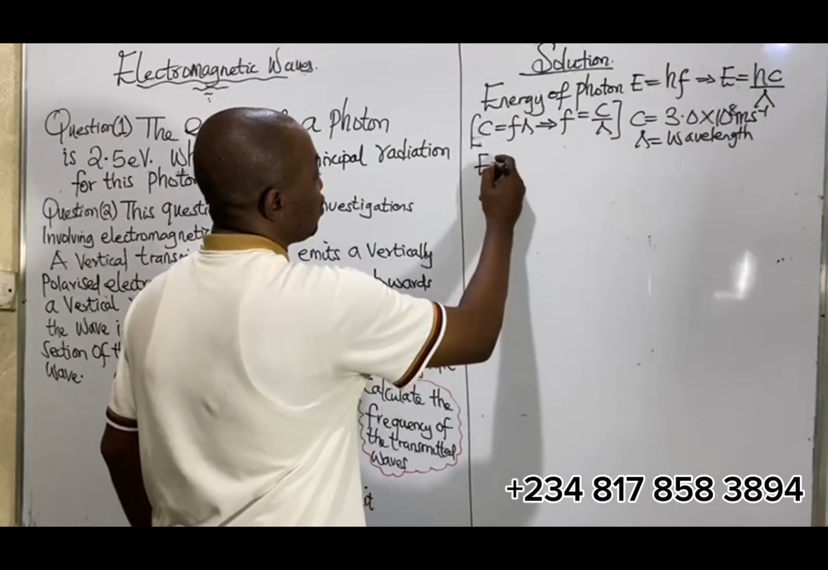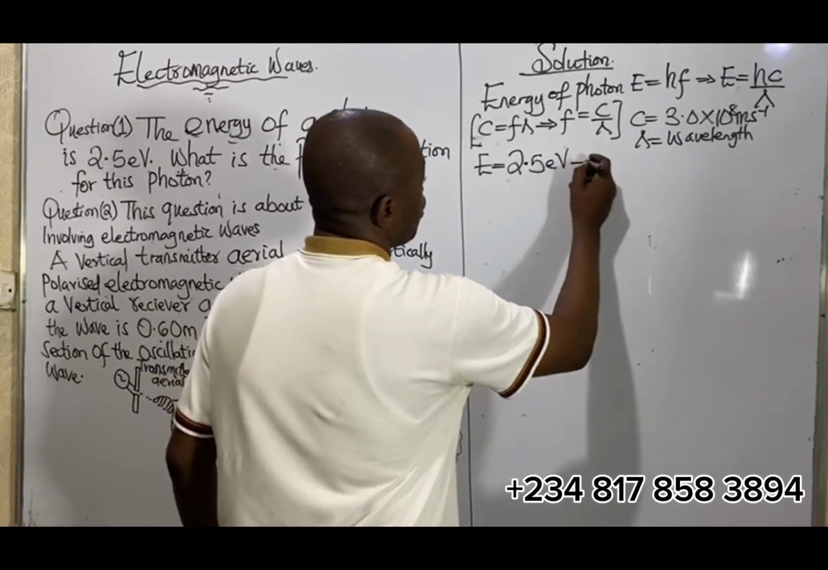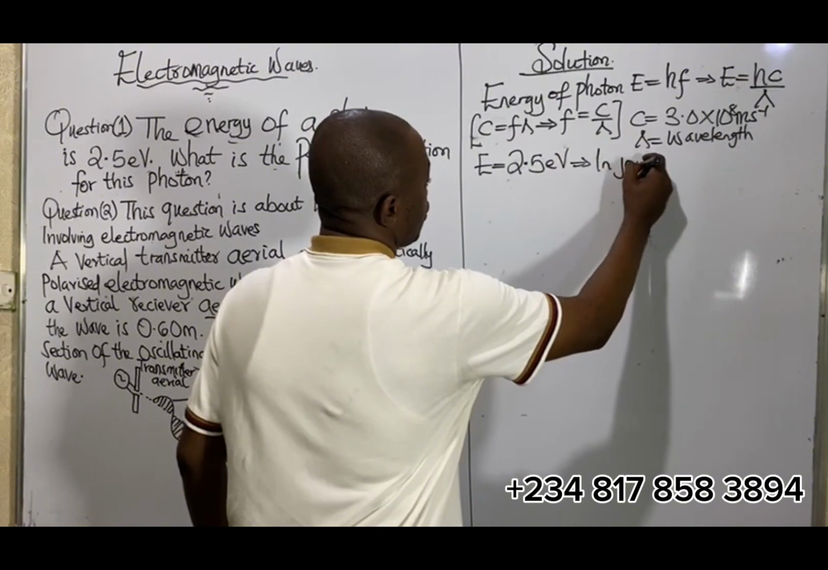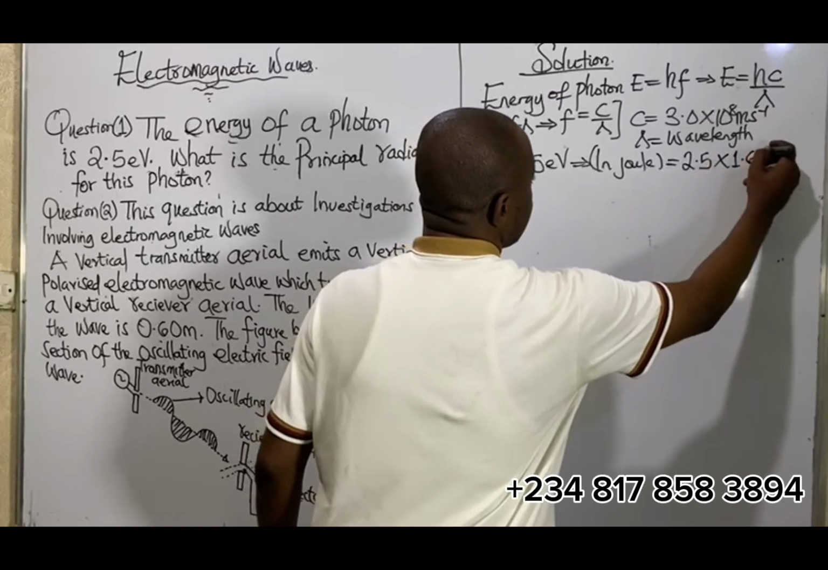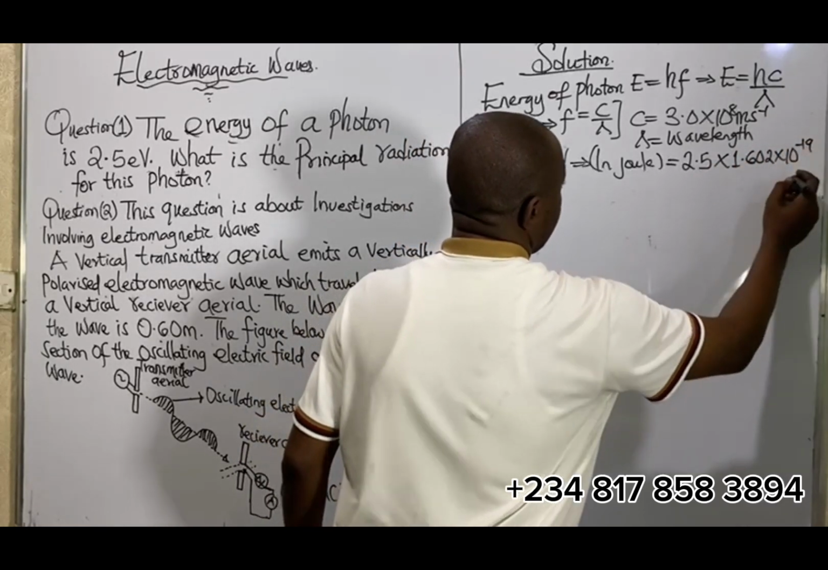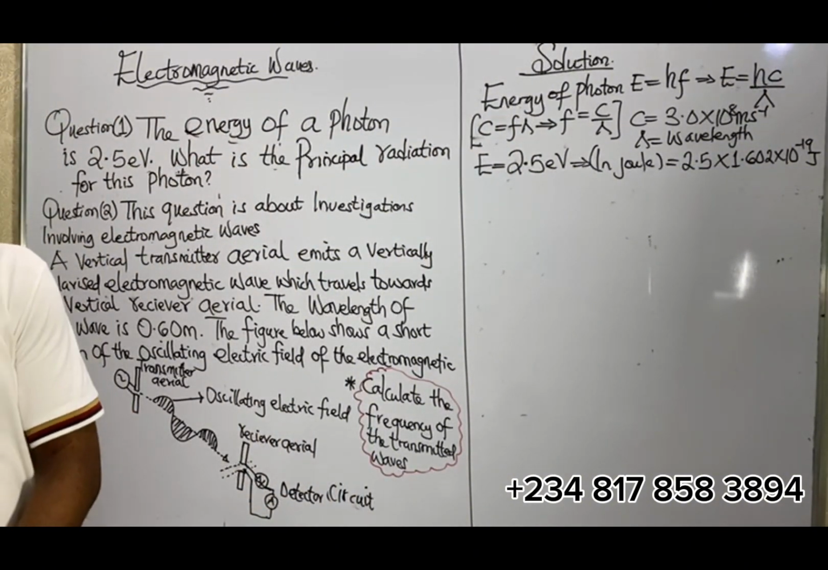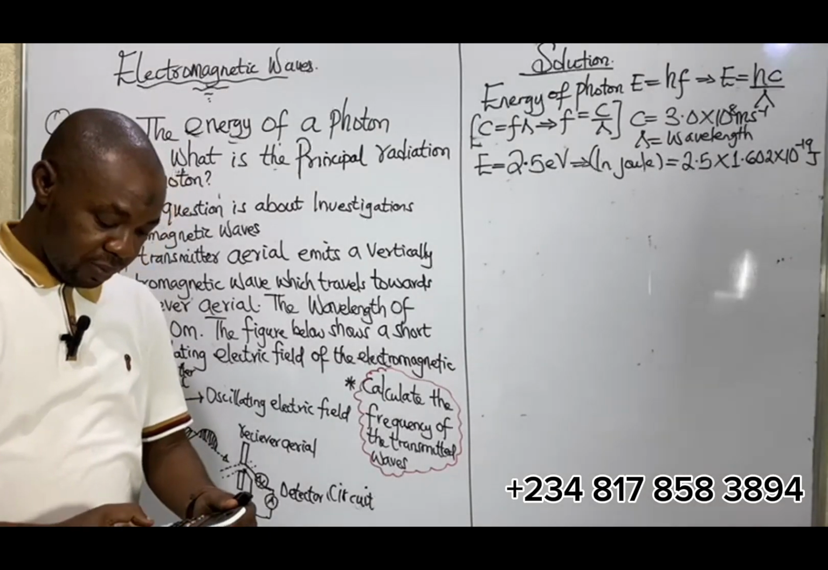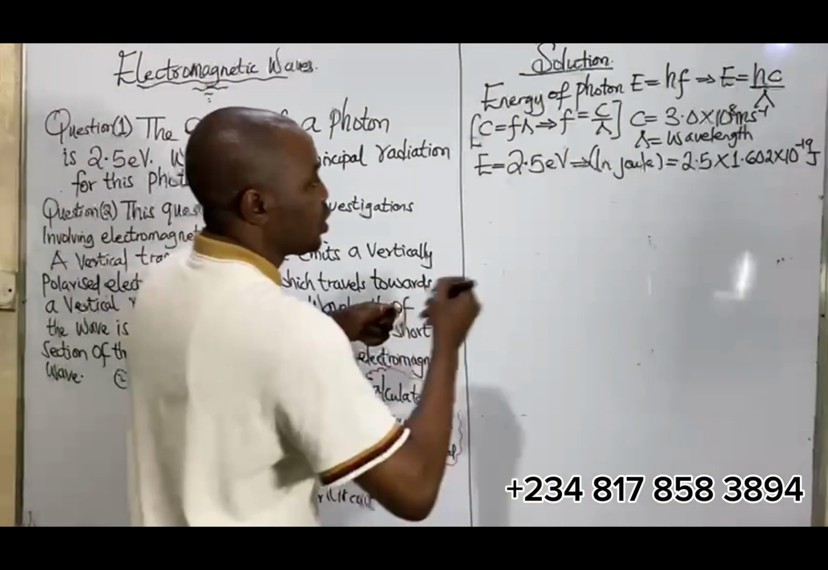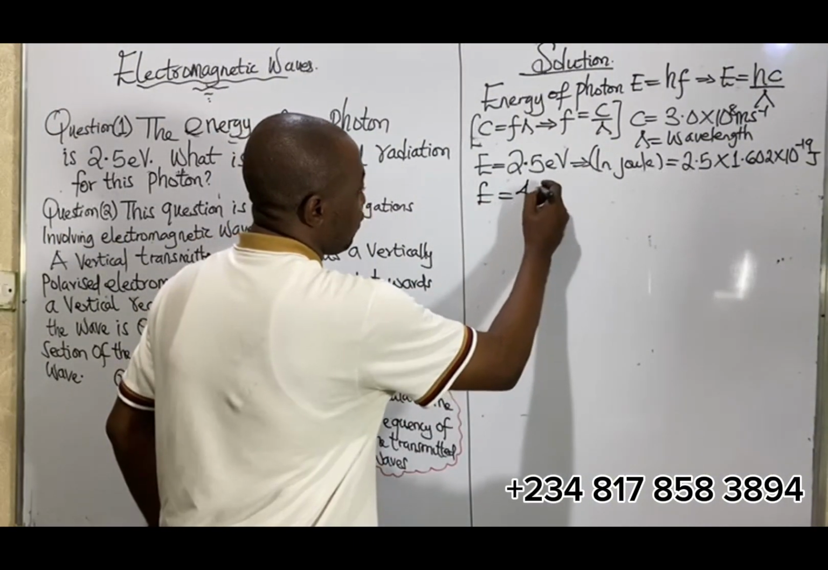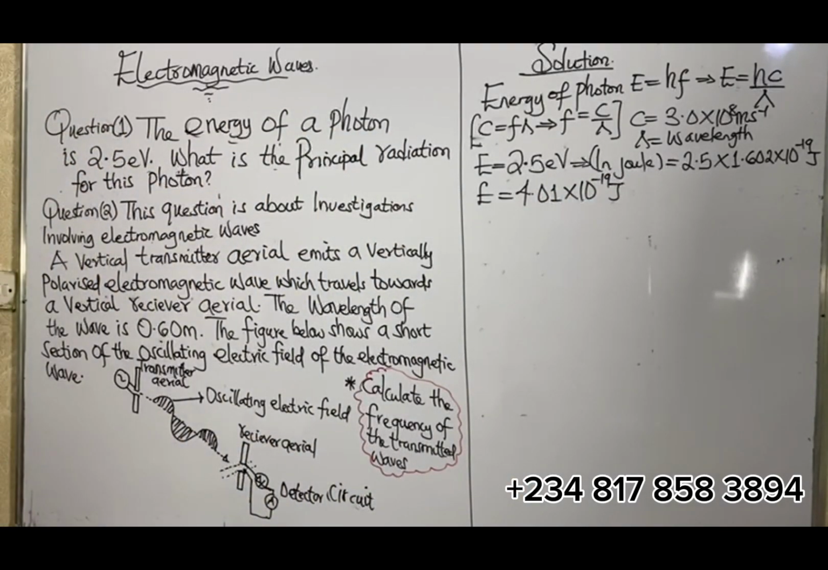So we have energy equals 2.5 eV. To convert it into joules, we multiply 2.5 by 1.602 times 10 raised to the power of minus 19. 2.5 multiplied by 1.602 is 4.005, so the energy in joules is 4.01 times 10 raised to the power of minus 19 joules.